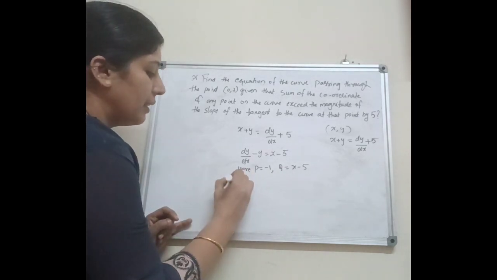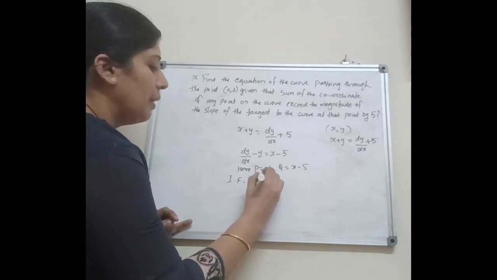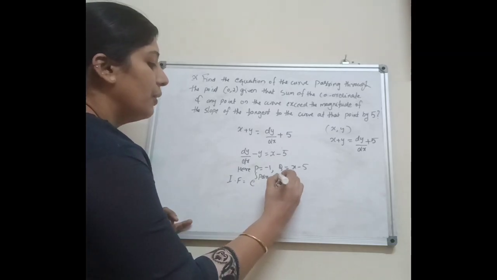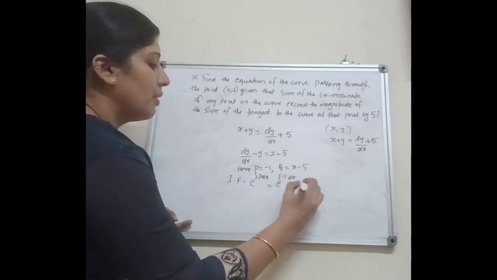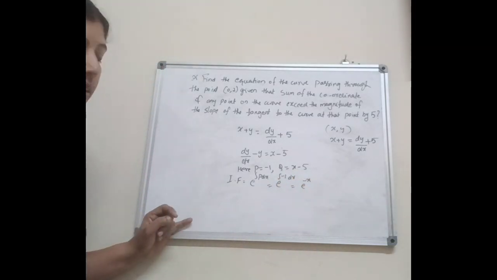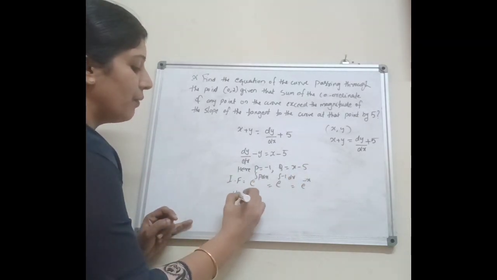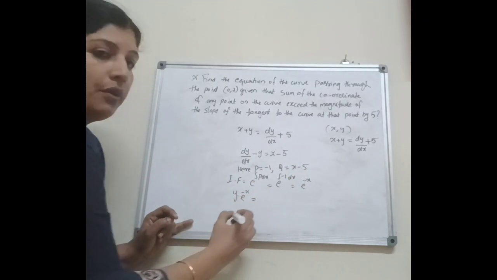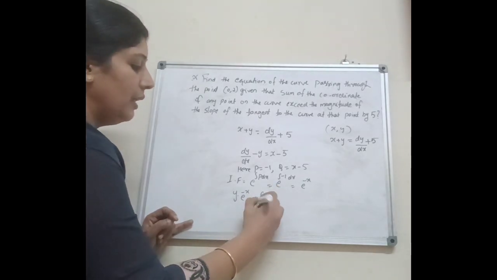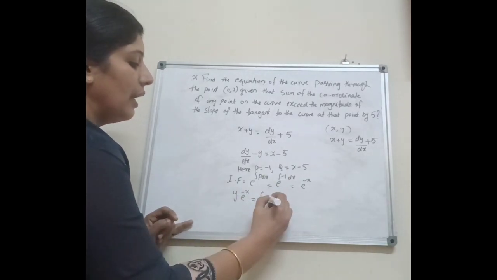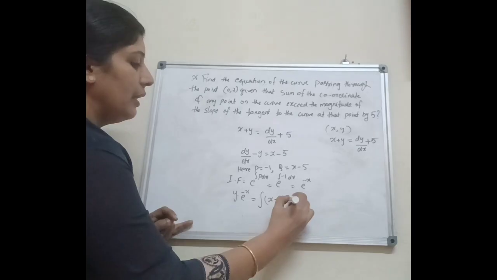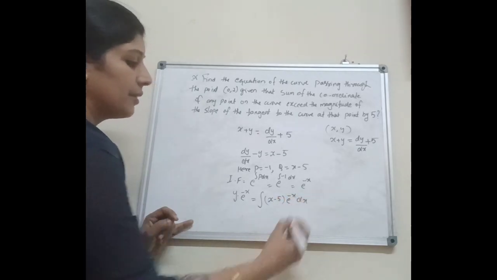Therefore, the integrating factor e raised to integral p dx equals e raised to integral minus 1 dx, that is equal to e raised to minus x. Therefore, the integrating factor is e raised to minus x. Therefore, the general solution: y into e raised to minus x equal to integral of q, that is x minus 5 into e raised to minus x dx.